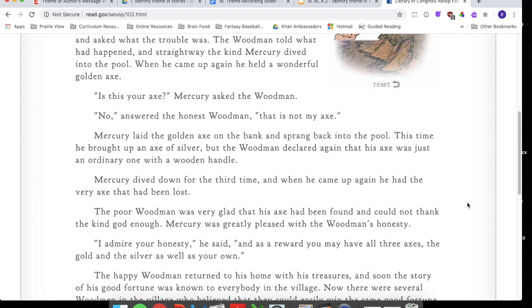Mercury dived down for the 3rd time, and when he came up again, he had the very axe that had been lost. The poor woodman was very glad that his axe had been found, and could not thank the kind god enough.